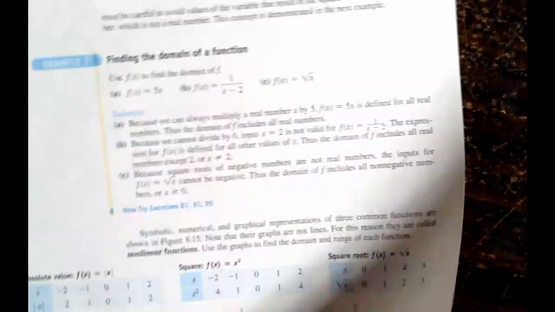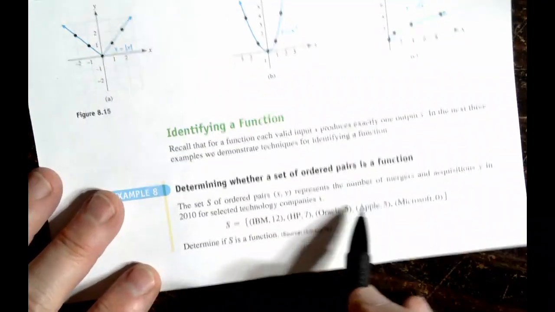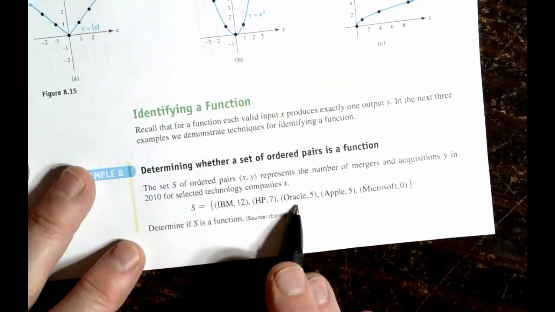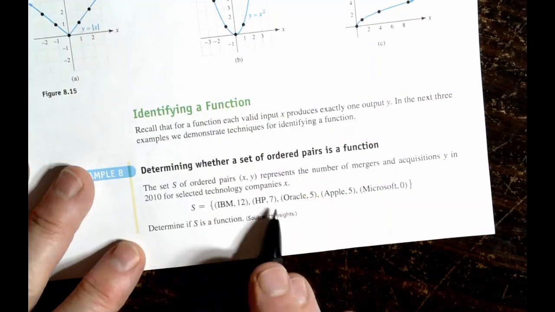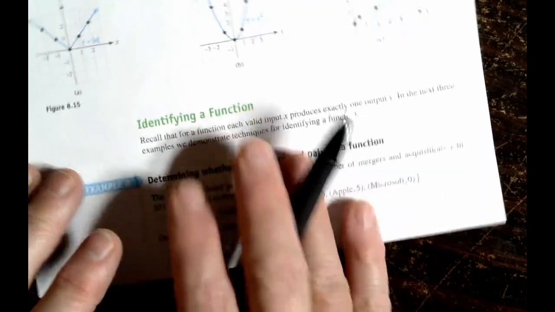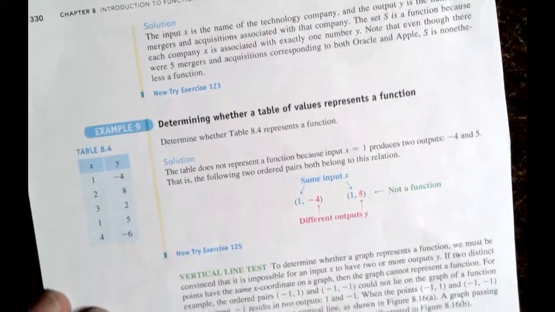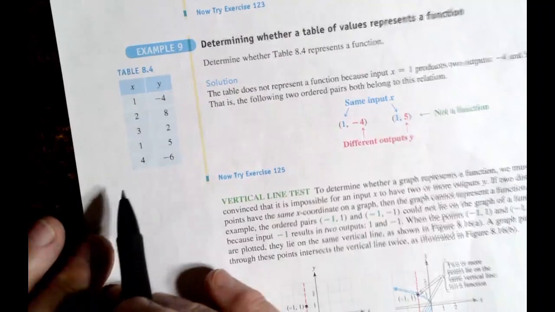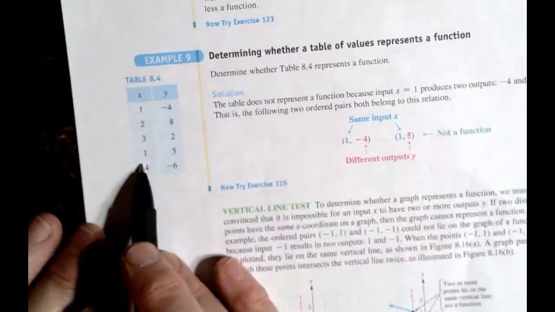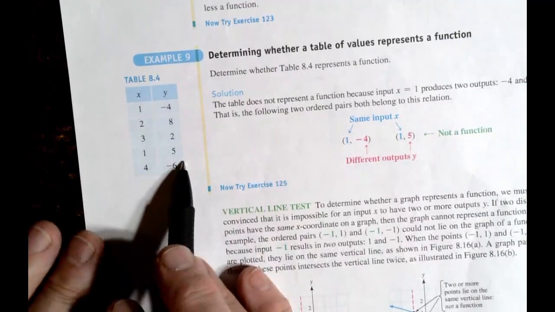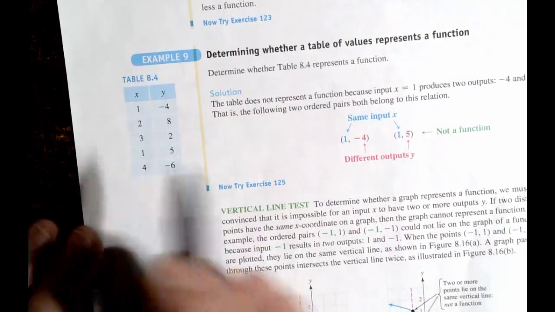Alright. Now they say determine whether a set of ordered pairs is a function. So all you care about is the x values. Look at the x values and ask if any of them repeat. IBM, HP, Oracle, Apple, Microsoft. Any of them repeat? No. Then it's a function. And that's it. Okay? Determine whether the table of values represents a function. 1, 2, 3, 1, 4. Did any of those repeat? Yeah, sure. 1 repeated, so it's not a function. Remember? Guy 1 cannot date 2 different girls, so that is not a function.